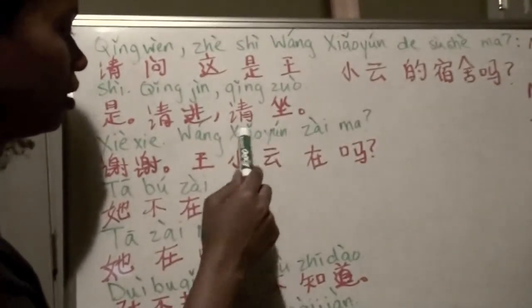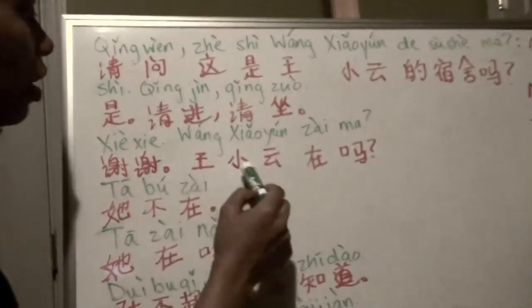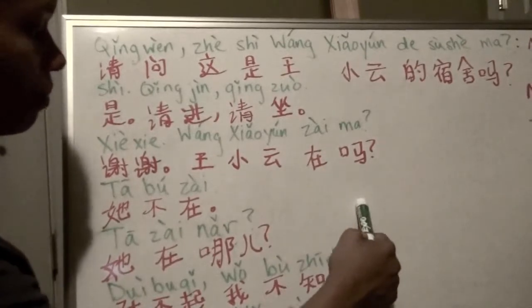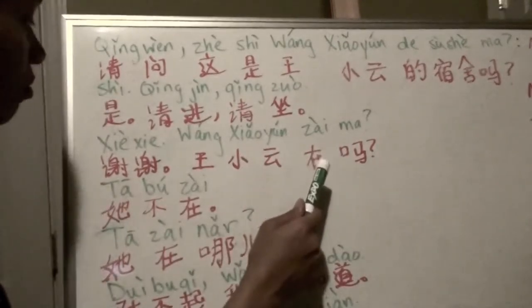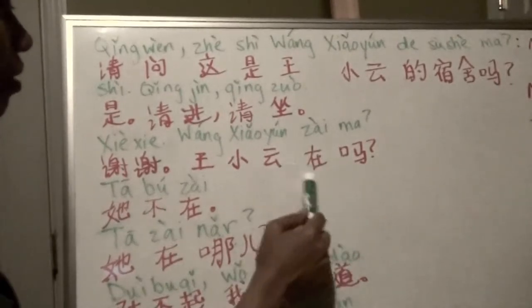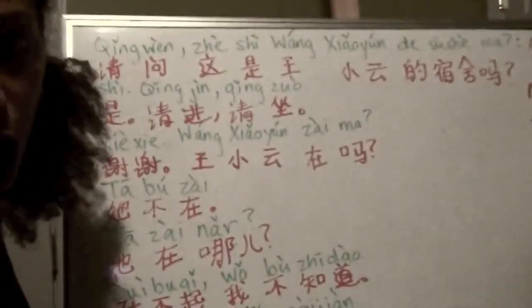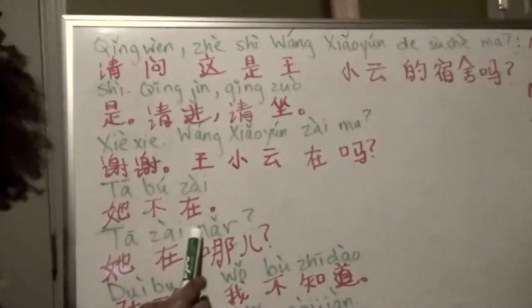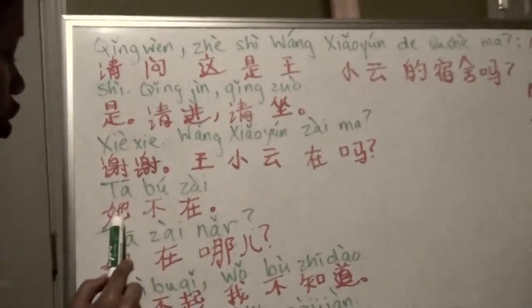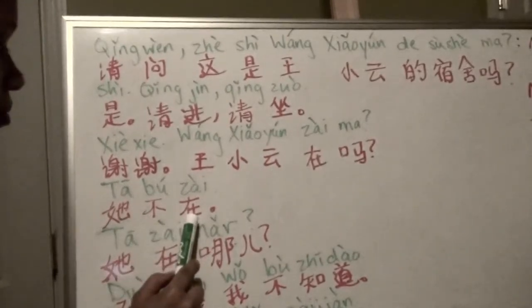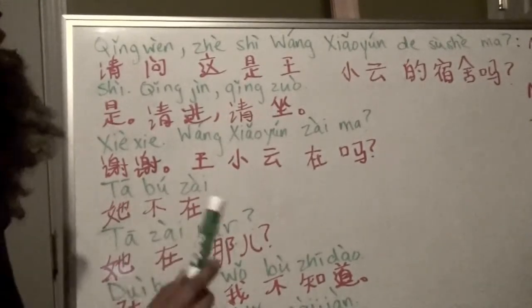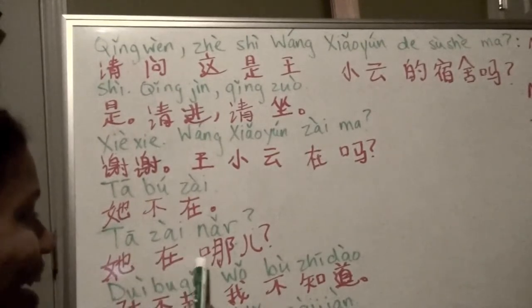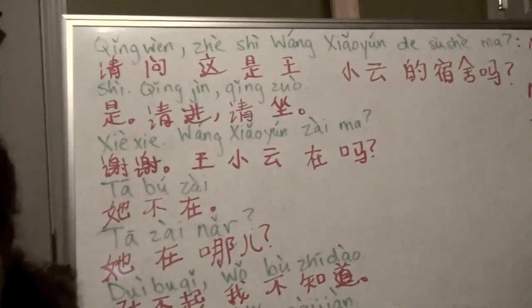王小云在吗? Is Wang Xiaoyuan here? So 在 here, 吗 question. 你在吗? Are you here? 她在吗? Is she here? 她不在, she is not here. So 她在哪儿? Where is she?